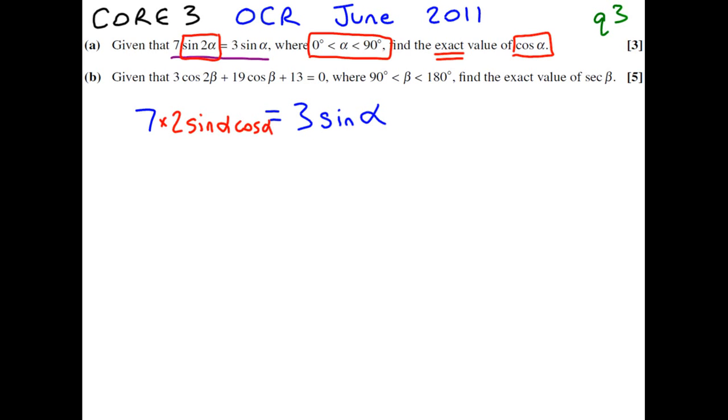That is your double angle formula. Obviously 7 times 2 is 14, so we can write this as 14. And now we can think about how we can rearrange the equation. Remember I told you the limits are important.